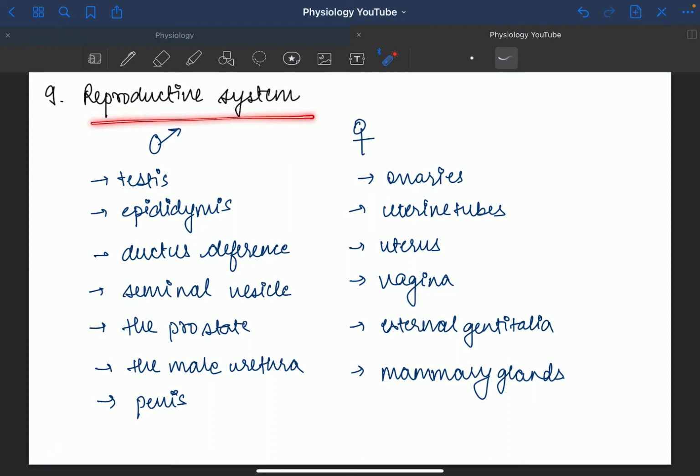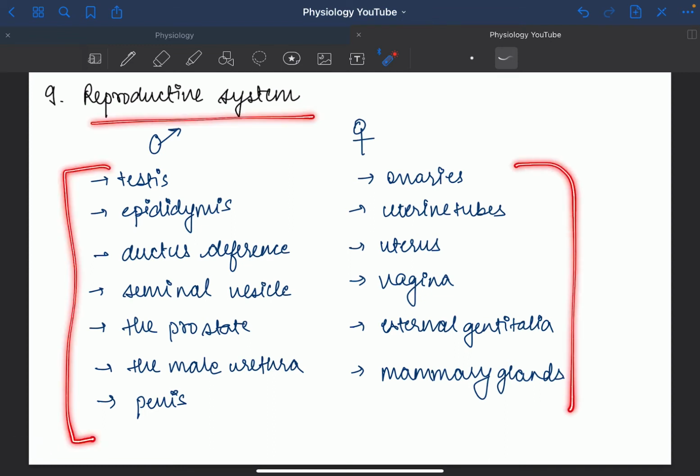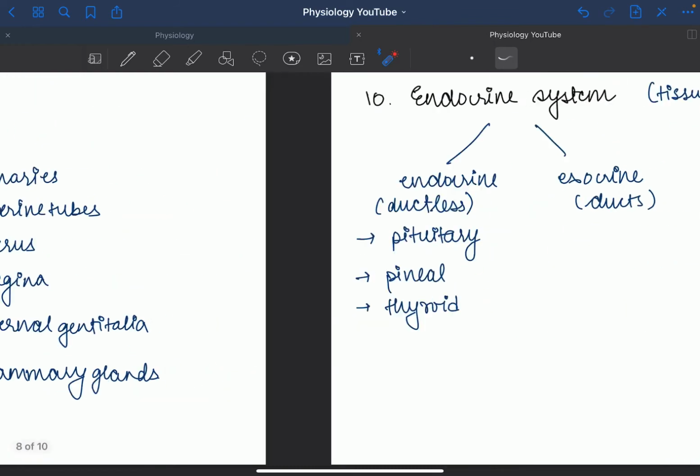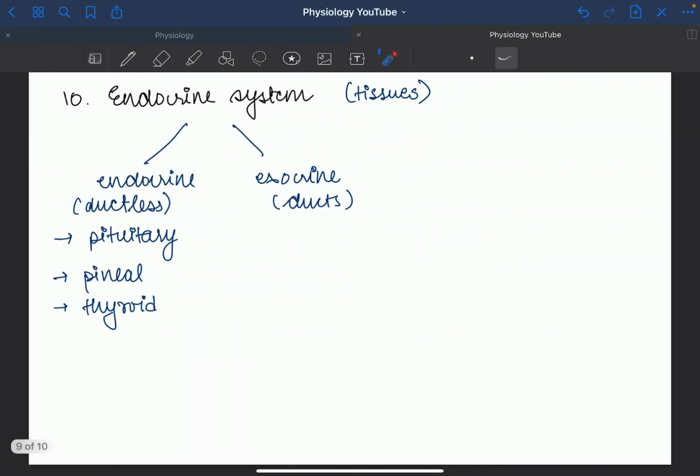The reproductive system. So these are the male reproductive system and these are the female. Just keep in mind that mammary glands are also a part of the female reproductive system. The endocrine glands. So what are endocrine glands? These are a group of cells which form tissues, and these tissues secrete substances which are directly or indirectly released into the blood.